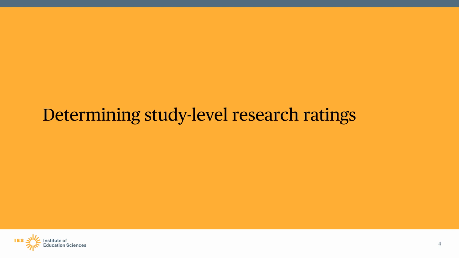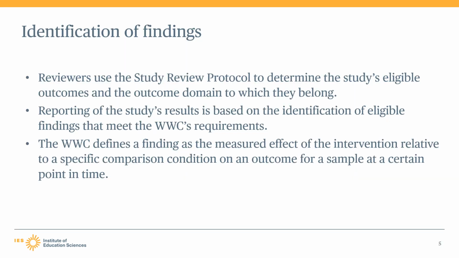Let's begin by discussing how the WWC determines study-level research ratings. The WWC's synthesis and reporting of a study's results is based on the identification of eligible findings. The WWC defines a finding as the measured effect of the intervention relative to a specific comparison condition on an outcome for a sample at a certain point in time. WWC reviewers use the study review protocol to determine the study's eligible findings and the outcome domain to which they belong.